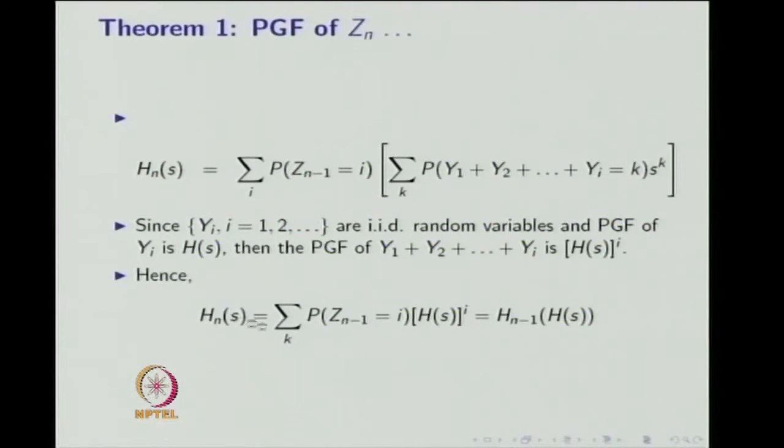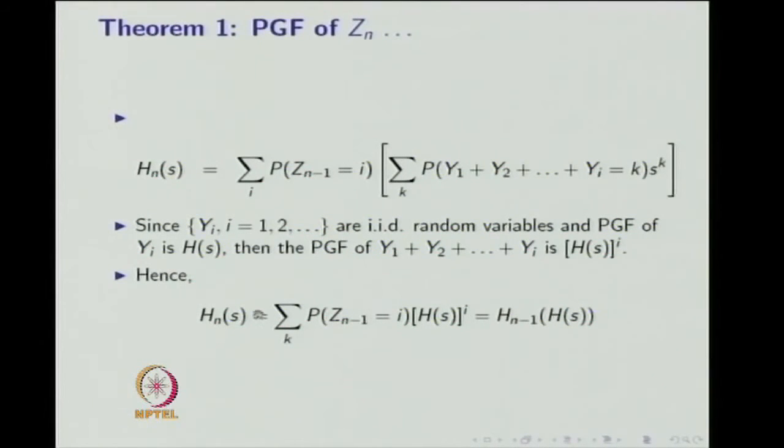Therefore, Hn of s is nothing but the summation over i of the probability of Zn minus 1 equal to i times h of s whole power i. Replace this by h of s whole power i. Therefore, the summation over i of the probability of Zn minus 1 equal to i times h of s whole power i is nothing but the probability generating function for the random variable Zn minus 1 with the replacement of s by h of s.